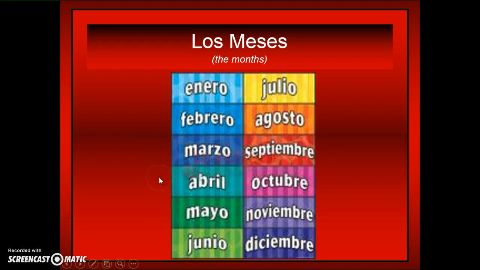April is abril. May is mayo, not mayo. It isn't mayo. June is junio. Back to the top. July is julio. August is agosto.